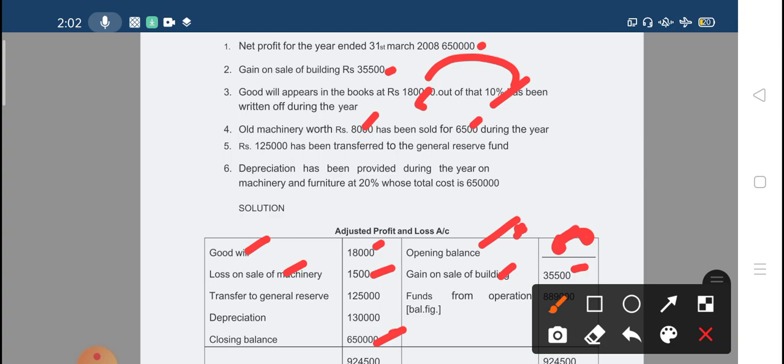Then rupees 1,25,000 has been transferred to general reserve. It is taken at the debit side. Then depreciation has been provided during the year on machinery and furniture. So 20% on 6,50,000 is 1,30,000 depreciation.